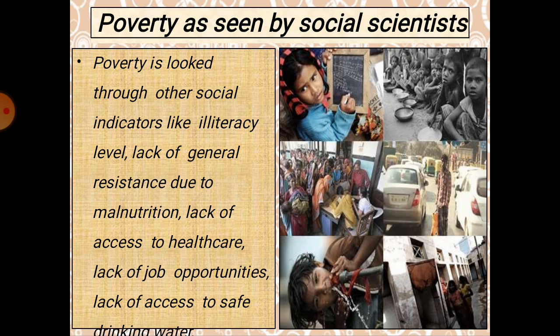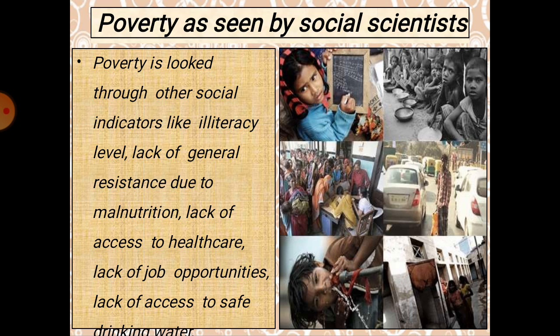So, how are they looking at this? Since poverty has many facets of its own, social scientists look at it through a variety of indicators. So, they are looking at it with a lot of indicators. Indicators means a thing which tells them that it is a cause for it.